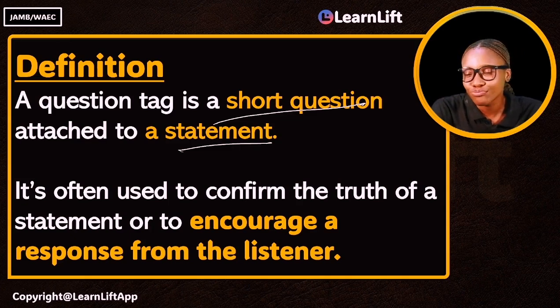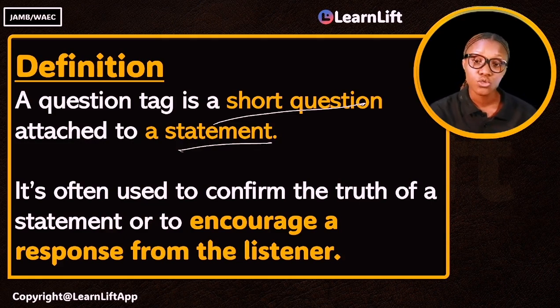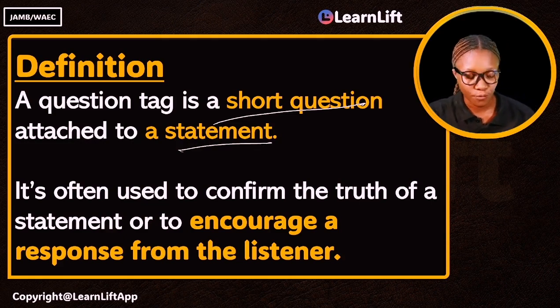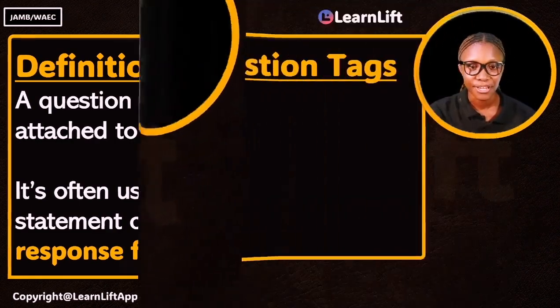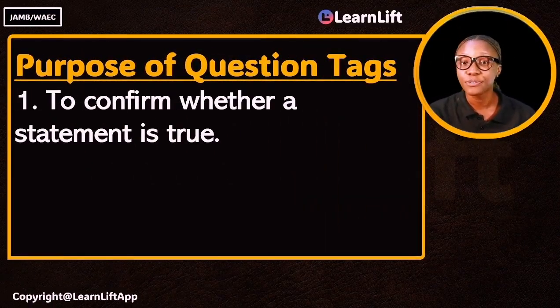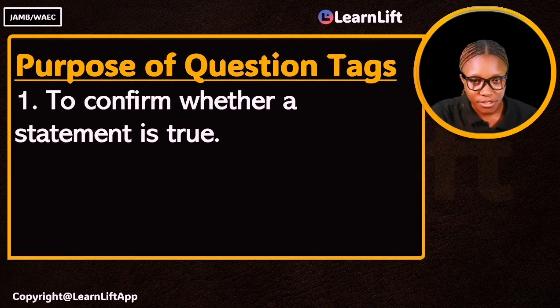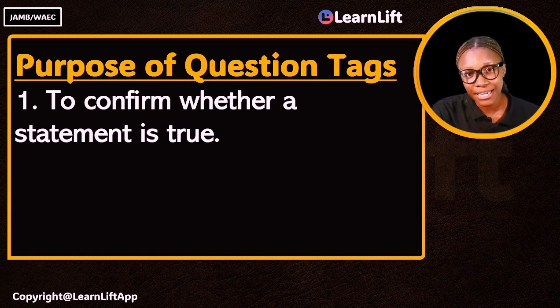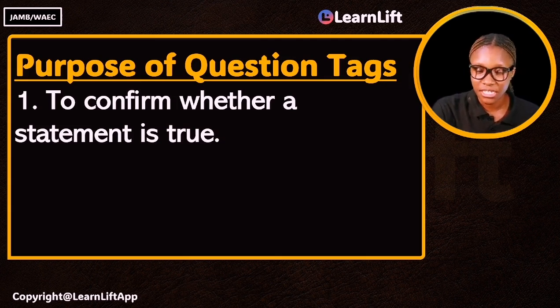Now, what can we say is the use of a question tag? What is a question tag used for? It's often used to confirm the truth of a statement or to encourage a response from the listener. Now, this can also be said to be the purpose of question tags. One, to confirm whether a statement is true. So basically, in conversations, when talking to the next person, you would want to confirm if what the person is thinking is the same as yours.